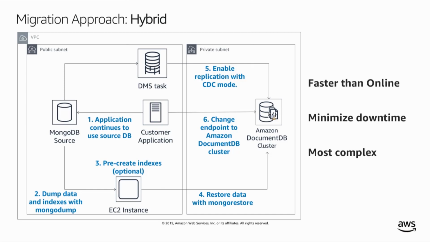Interestingly, the MongoDB oplog is idempotent, so you can actually tell the DMS task to start a little bit before you did your T0 dump and just have some overlap to ensure that you don't miss any operations at all. Because we're taking the best of both worlds, this is faster than the online approach for migration, and it still minimizes the downtime that you're going to experience when you're migrating to your DocumentDB cluster.